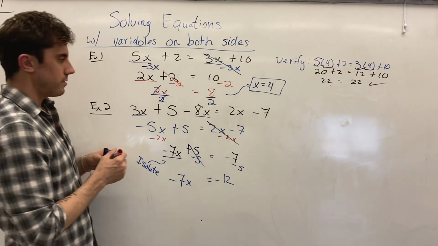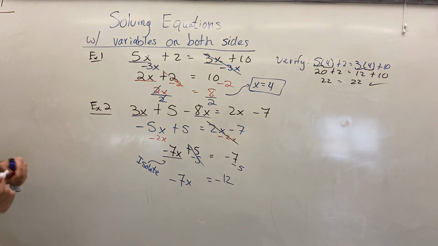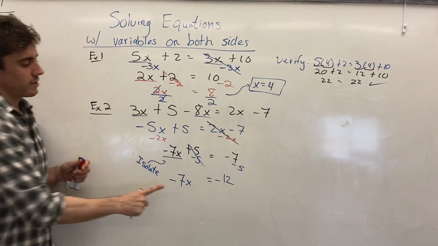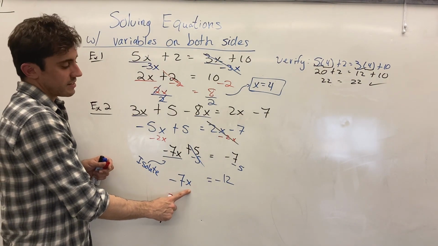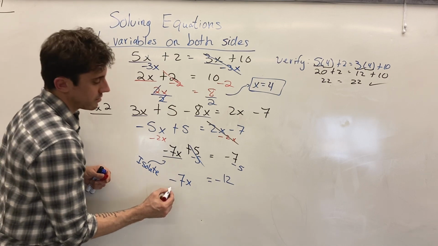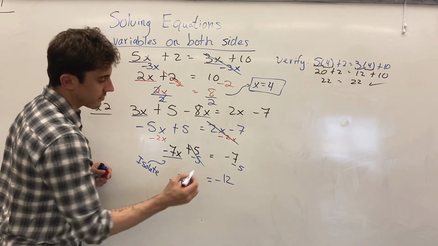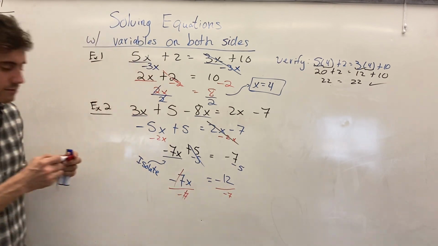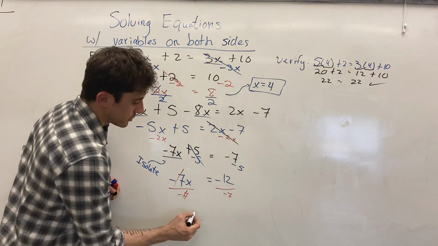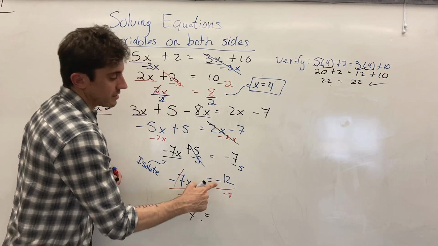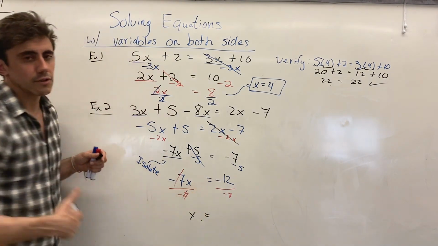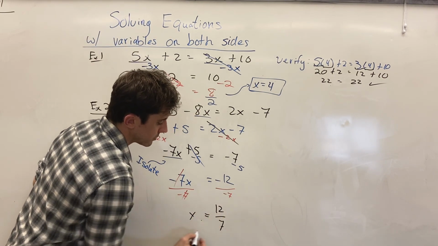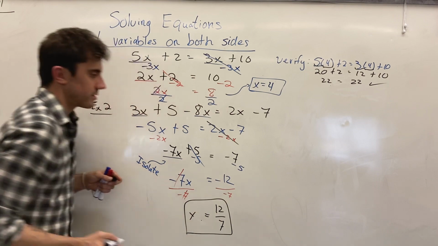And now we have negative 7x is equal to negative 12, and so to finish things off, we want to get x by itself. So what's the inverse of multiplying x by negative 7? Clearly that's dividing by negative 7. We always do the same thing on both sides, and so the negative 7's cancel out, and we end up with our solution. x is equal to negative divided by negative, those turn into a positive, and so we can write our solution as simply x is equal to 12 over 7.